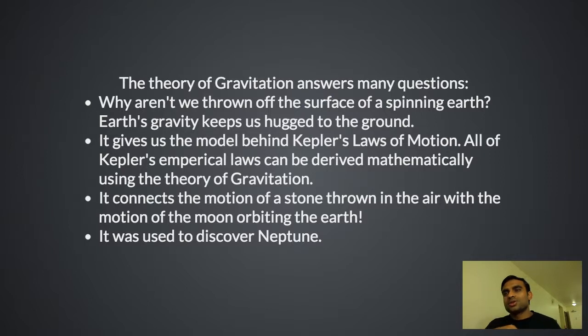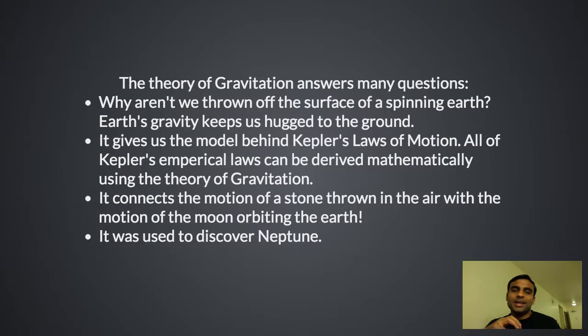One of Aristotle's objections was that, if the earth is really rotating at a high speed, if the earth is spinning on its axis, why aren't we thrown off the surface of the earth? And the answer is that it is due to gravity. Due to gravity, the earth's surface keeps us hugged to the ground.